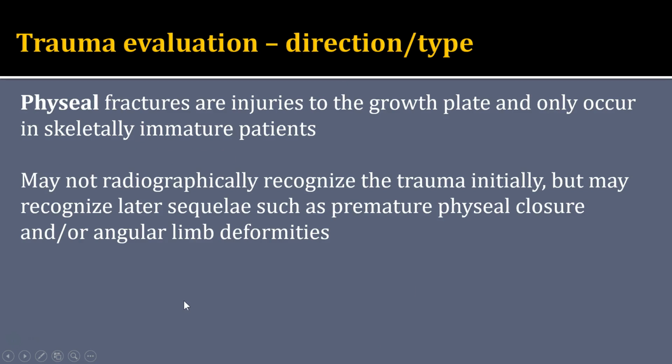And then in skeletally immature patients, we have to always be wary of looking for physeal fractures. Physeal fractures are injuries to the growth plate, and they only occur in skeletally immature patients. So you have to have an open growth plate to classify it as a physeal fracture. Unfortunately, we may not radiographically recognize the trauma initially. We may recognize it later when we see problems that can occur due to the damage to that physis. So we can get premature physeal closure and potentially angular limb deformities.